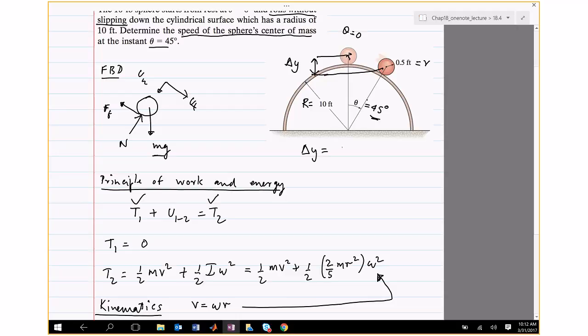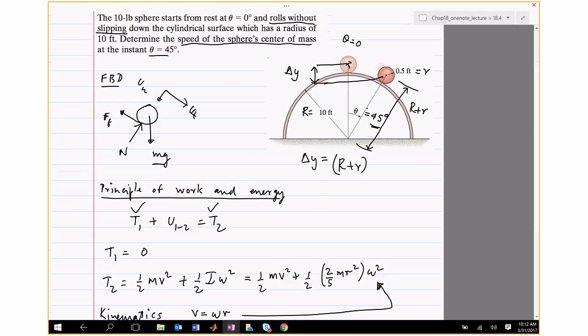R minus r cosine theta. No. So let's see what this distance is. What's this distance, from here all the way over there? It's R plus r, right? It also happens to be this distance, the distance from the center of the cylinder all the way to the center of the sphere. And so it's going to be R plus r, minus this distance right here. So that distance is R plus r cosine of theta, or cosine of 45.